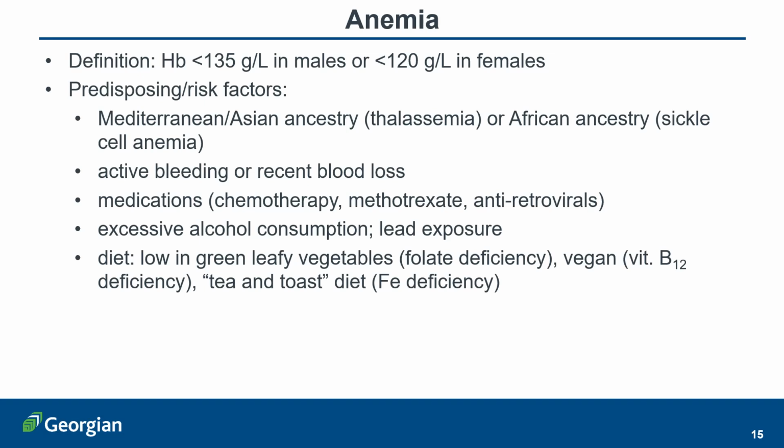Excessive alcohol consumption and lead exposure, although that might be rare these days, are also risk factors, along with various forms of diets. A diet low in green leafy vegetables can lead to folate deficiency, that in turn can result in megaloblastic anemia. A vegan diet is typically deficient in vitamin B12, and that can also lead to megaloblastic anemia. A tea and toast diet, which is a euphemism for the diet of an individual living in severe poverty, would be typically deficient in iron because of the deficiency in fruits and vegetables, and that can lead to iron deficiency anemia.